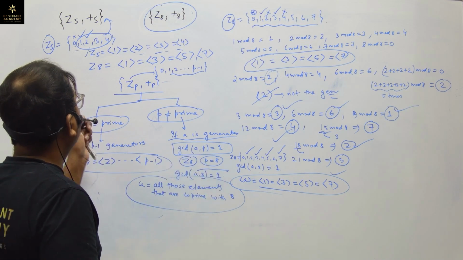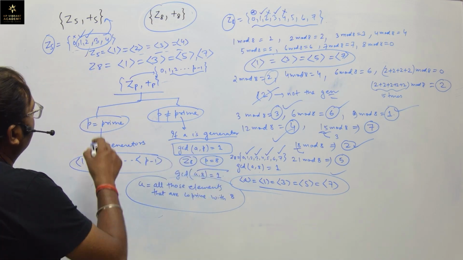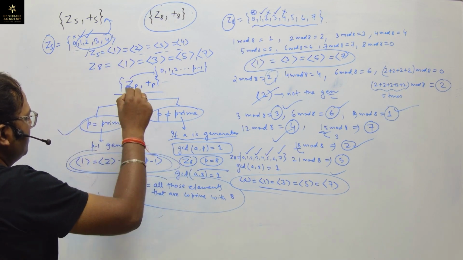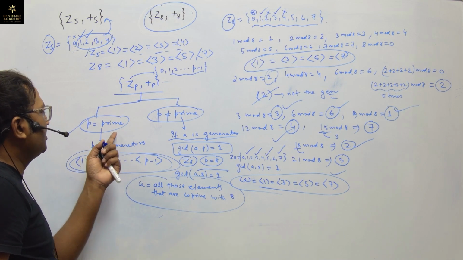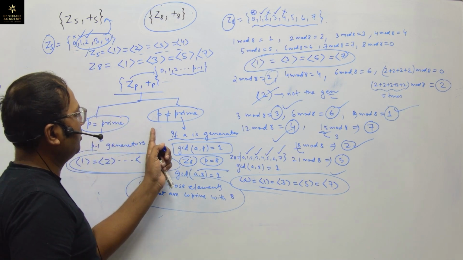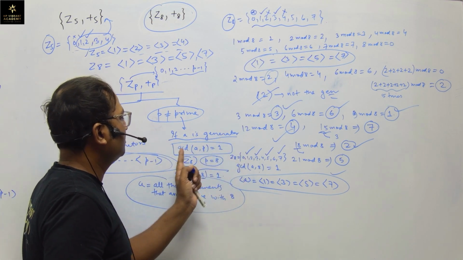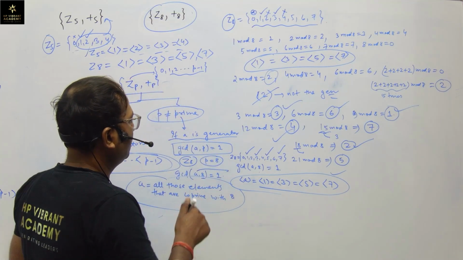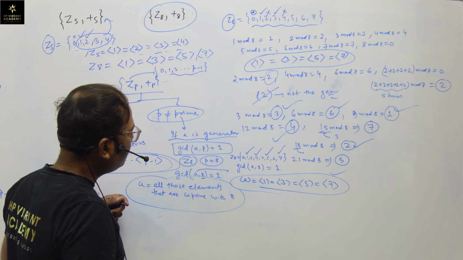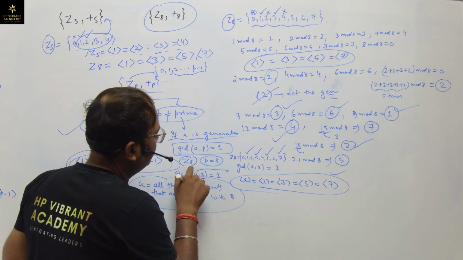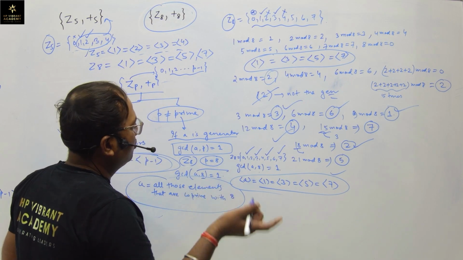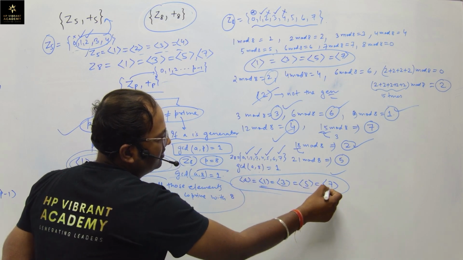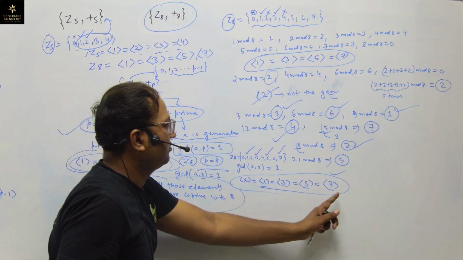But in case of the prime number Z5, all elements except 0 are generators. This is the basic concept. If P is prime, then there are P minus 1 generators, all elements except 0. But in case of a non-prime number, the generators are those elements that are co-prime with P. Suppose in case of Z8, P is equal to 8. All those elements co-prime with 8 will be the generators. Those elements are 1, 3, 5 and 7, because the GCD of all these numbers with 8 is 1.